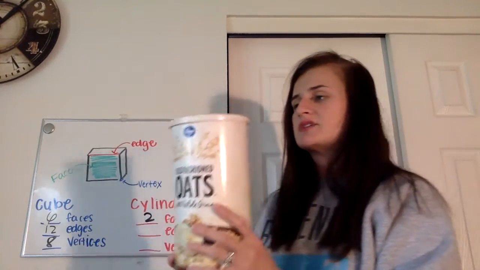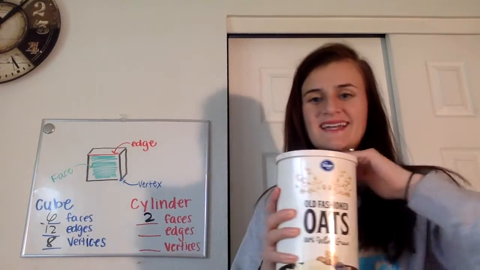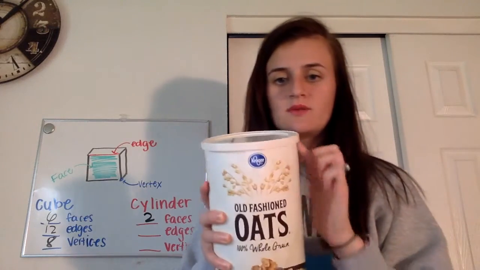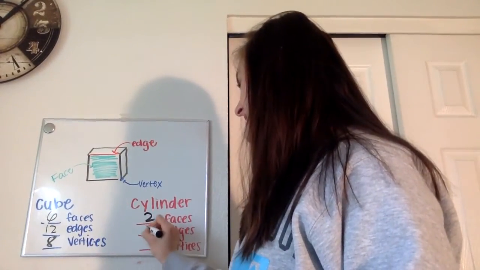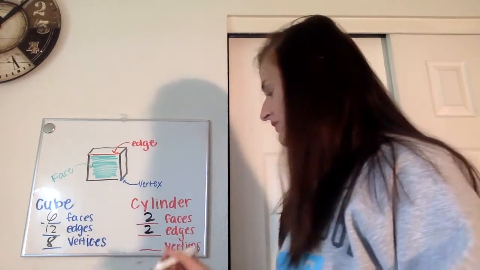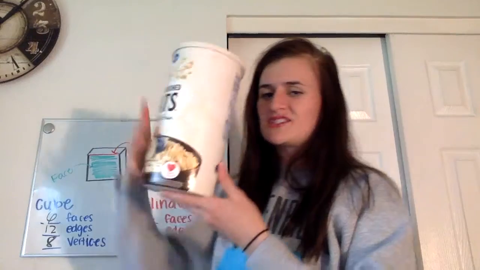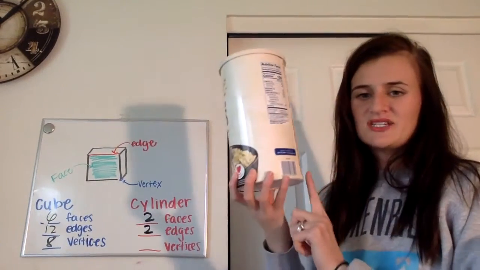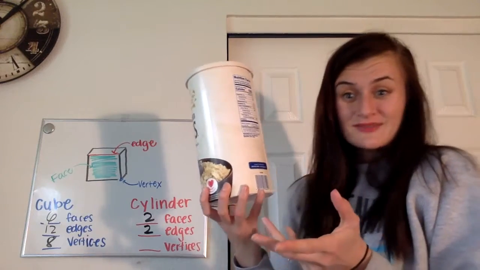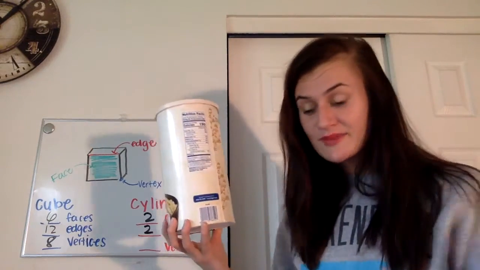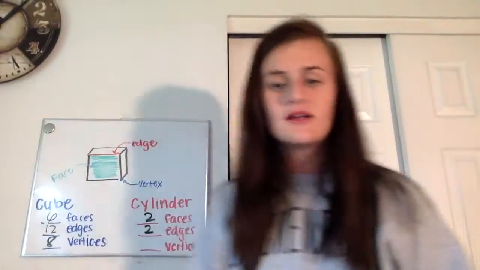Now let's move on to the edges. Remember, the edges are where the face ends, okay? So I see one edge here, and I see one edge here, making it 2 edges. Ooh, our cylinders, so far, they are the same amount. Let's see if our vertices will be the same. Remember, vertices is where the edges meet. Do these edges ever touch? No, they don't. So how many vertices do we have? None. Meaning we have 0 vertices.